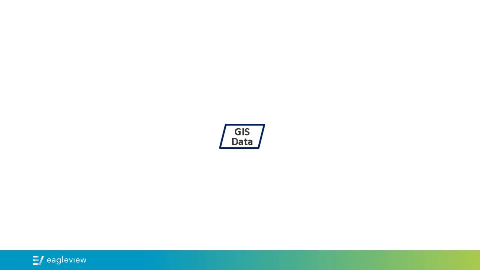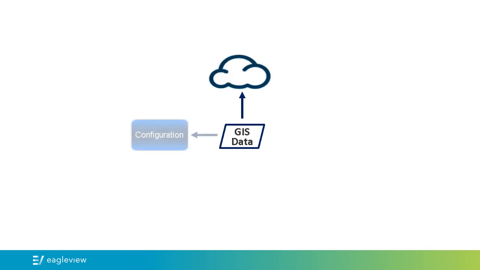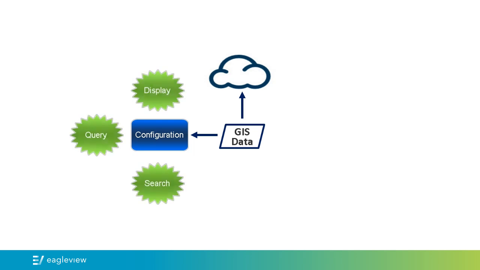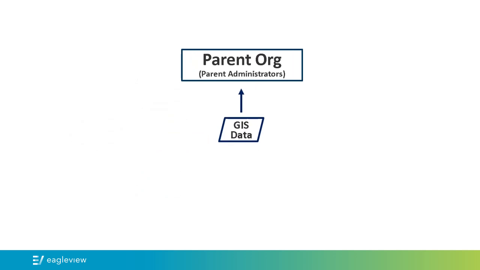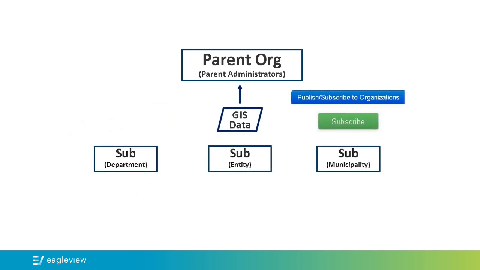In review, GIS data must first be uploaded to Connect. Next, the data needs to be configured in order to become a layer. If a parent administrator uploads and configures data to the parent organization, they can choose to make that layer available to other sub-organizations by publishing the layer.